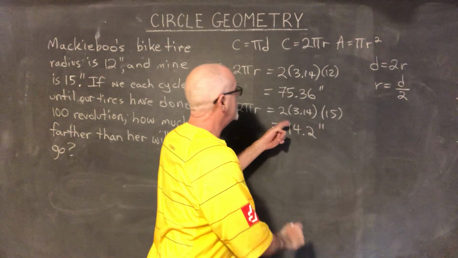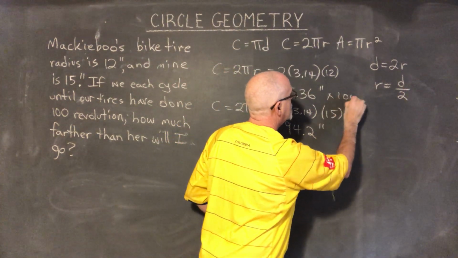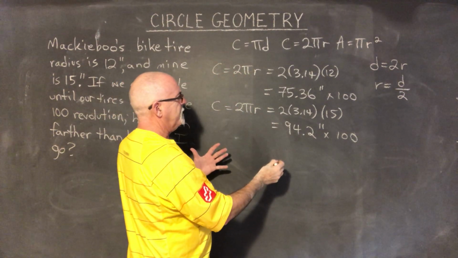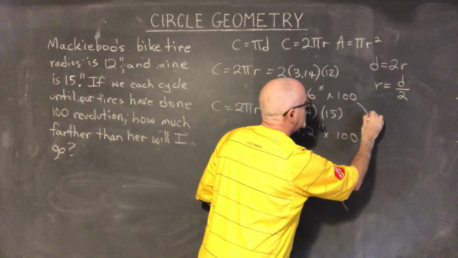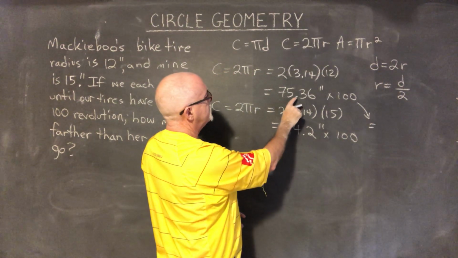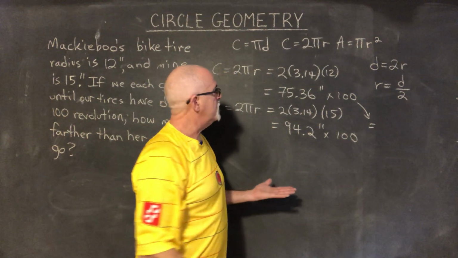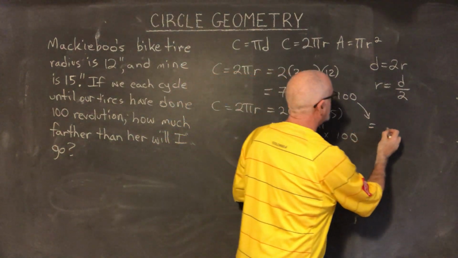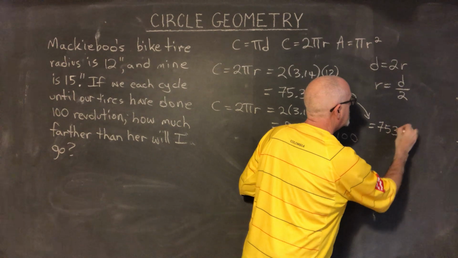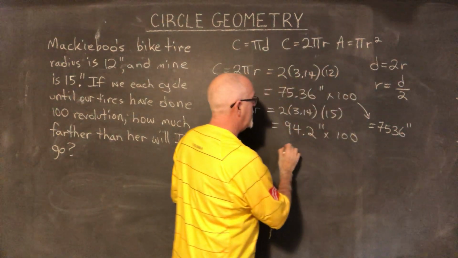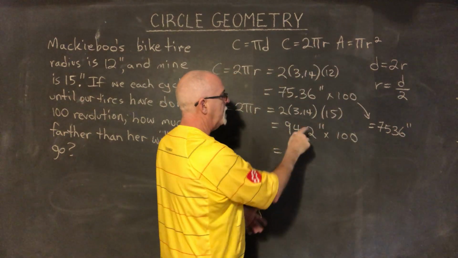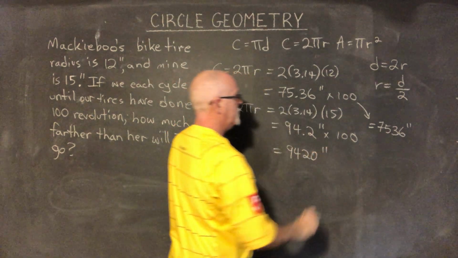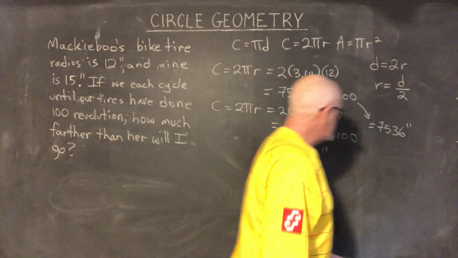So we have to multiply these numbers by 100. So I didn't really leave room very well for that, so I'll say for Makibu equals 7,536 inches. So multiplying a decimal number by 100 isn't that bad, right? 7,536. And then mine, I can more neatly put right here, 94.2 times 100 is 9,420 inches. So have we gotten to the answer to the question yet?